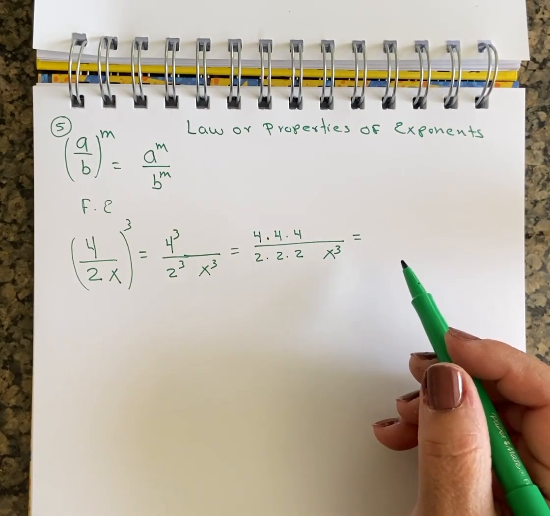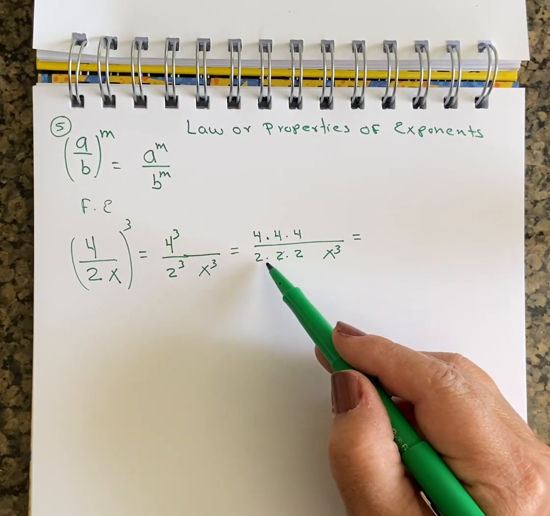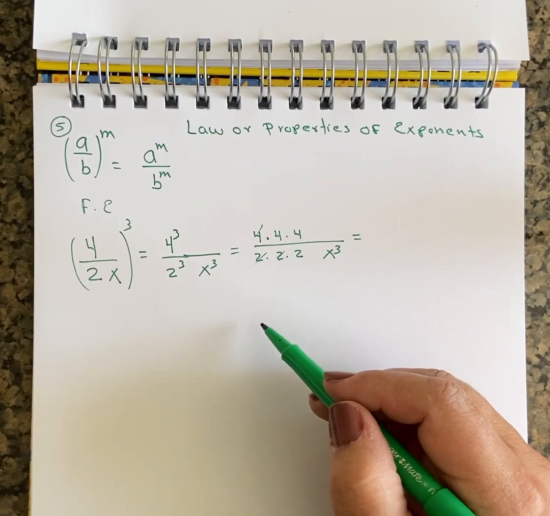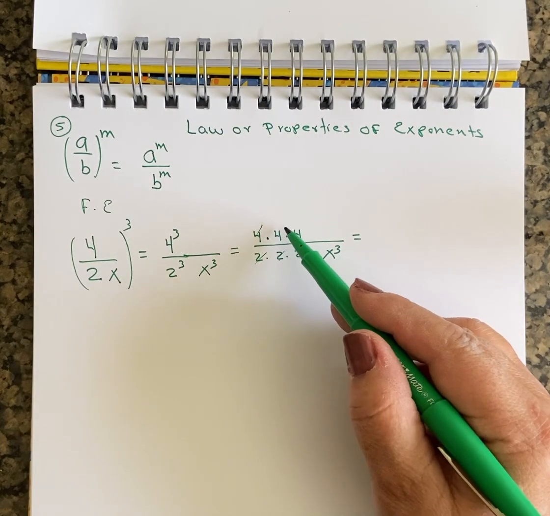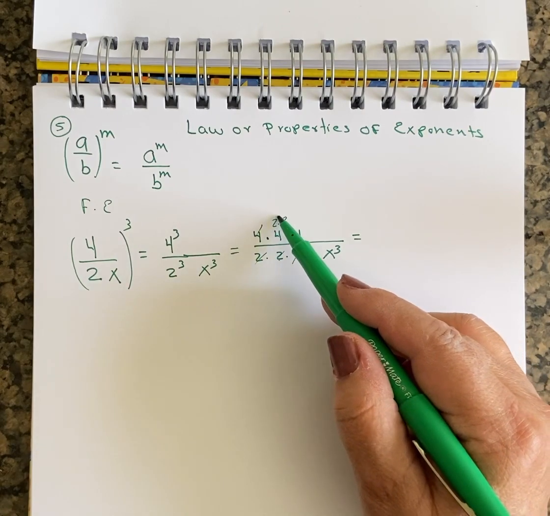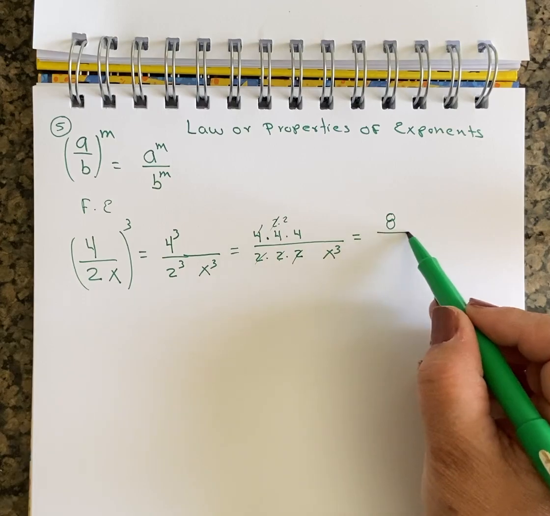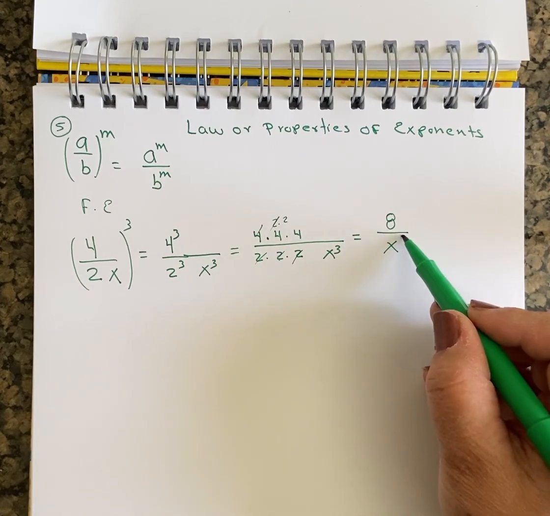Now, if I were to simplify this, 2 times 2 will be 4. So this with this and this will be gone. And then this is 2 times 2, 2 times 2. So one of these will be gone with this. And it's going to be 4 times 2 is 8. So 8 over x to the third power.